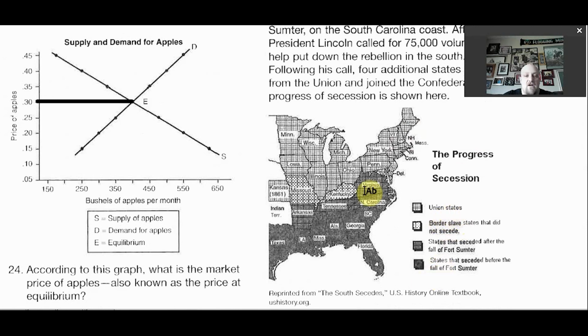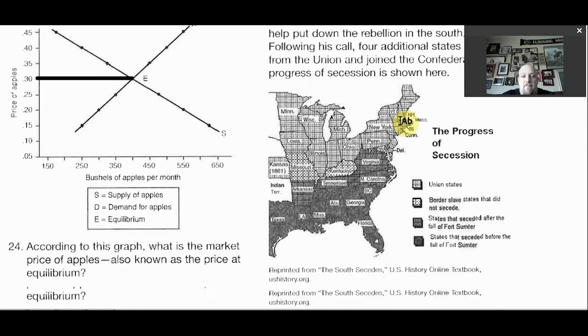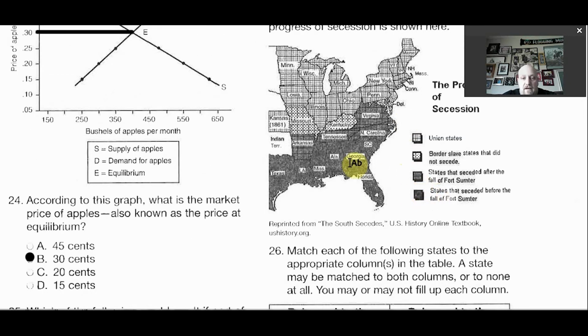So the Union states are those that are in kind of this weird patchwork. Border slave states that did not secede. So they're states that still had slaves, but they didn't secede from the Union. They stayed part of the North, and are the ones that are dotted. So you have these, Kentucky and Missouri. States that seceded after the fall of Fort Sumter are kind of the line. So you have Arkansas, it looks like, Virginia, North Carolina, and then states that seceded before. So these are before this whole thing happened with Fort Sumter, and they're like the shaded, and I think it might have a dot in there, but it's most of these southern states.